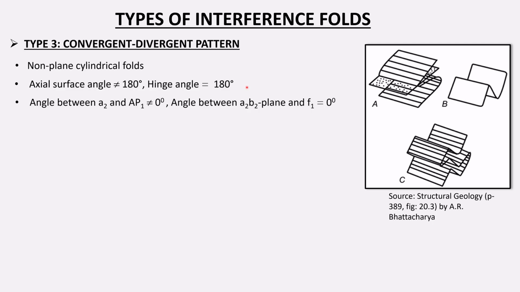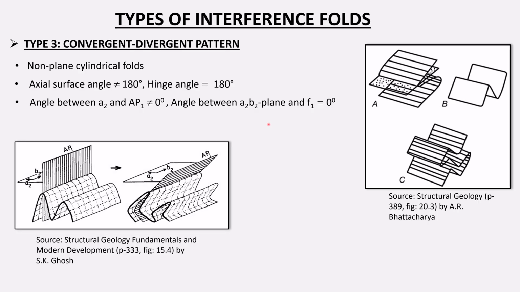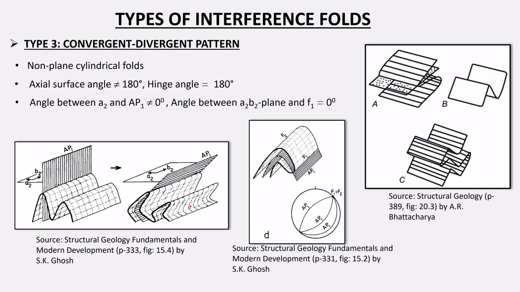And the angle between A2 and axial plane 1 is not equal to 0 degrees, and the angle between the A2 B2 plane and fold axis of the first generation fold is equal to 0 degrees. Here again is a picture showing the first generation of fold, and it is the resultant one. And here is a stereographic projection diagram of this type 3 fold. And these are basically hook shaped outcrops.